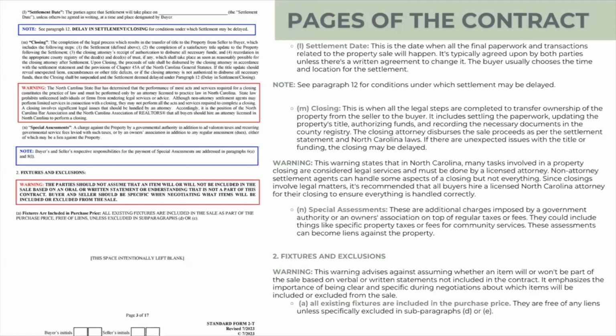Number 2 is fixtures and exclusions. So this warning advises against assuming whether an item will or won't be a part of the sale based on verbal or written statements not included in the contract. It emphasizes the importance of being clear and specific during negotiations about which items will be included or excluded from the sale. All existing fixtures are included in the purchase price, so that would be A. They are free of any liens unless specifically excluded in subparagraphs D or E.